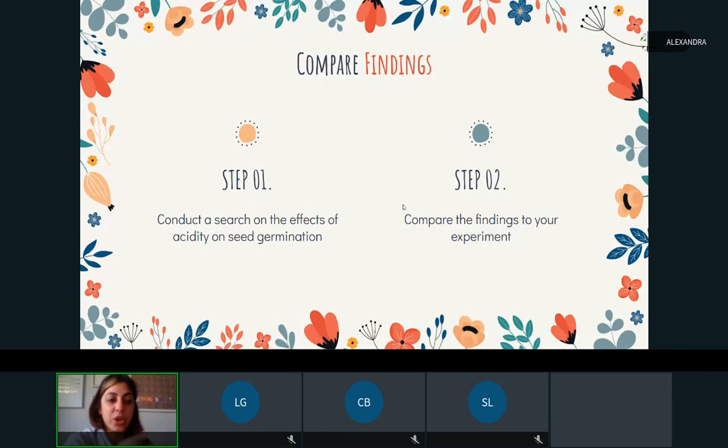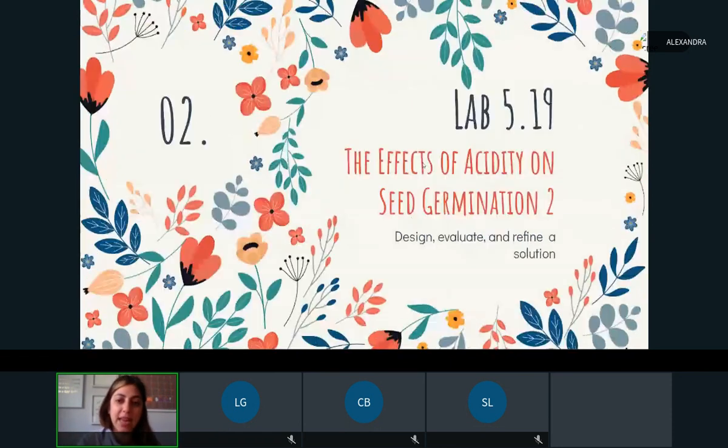And see, were you in line with the results from your search, or was there maybe a level of misunderstanding? Was it you or was it them? So that's going to be the first part. So that was lab 5.18. So that was the first part of the lab.